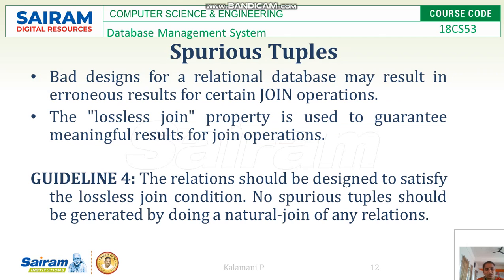When you are performing join operations, we face problems if the relation has many null values. Then we come to spurious tuples. Spurious tuples are generated sometimes when you use join operations between relations. Spurious tuples have wrong data that does not match the correct data in the original relation. So we should avoid this. No spurious tuples should be generated while doing the natural join of any relations, so we should take care. This is the fourth guideline.